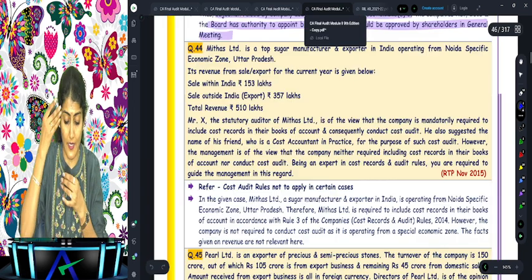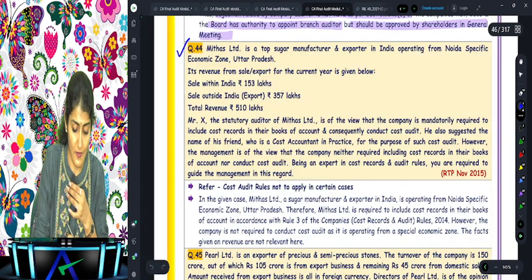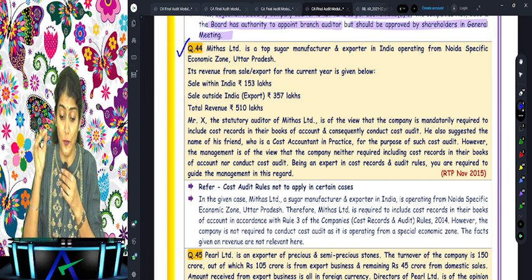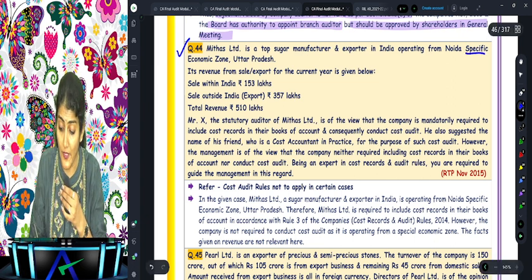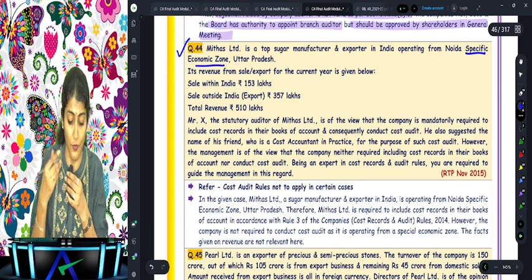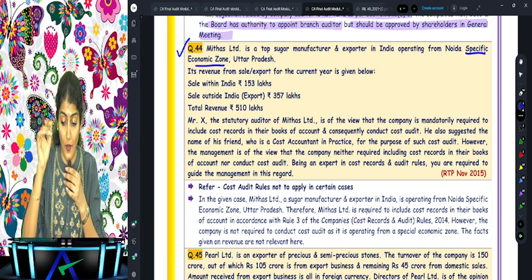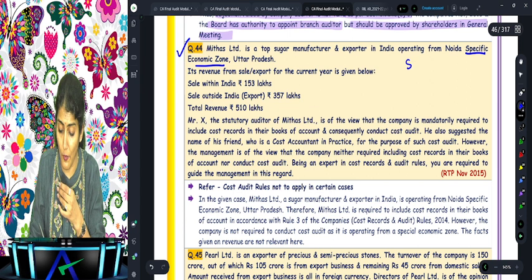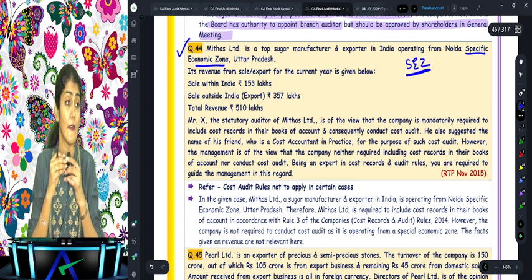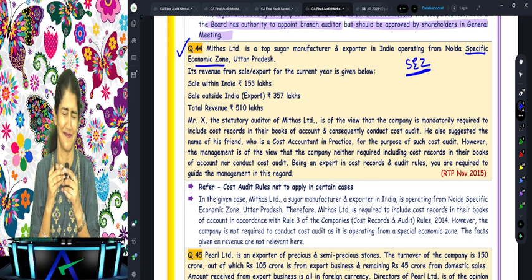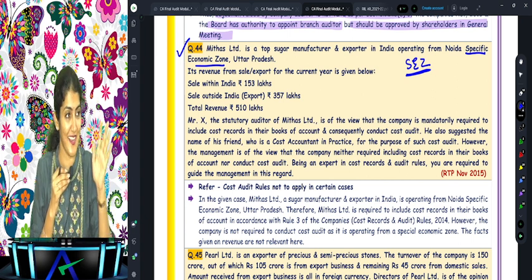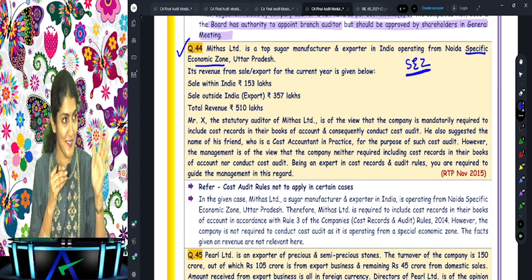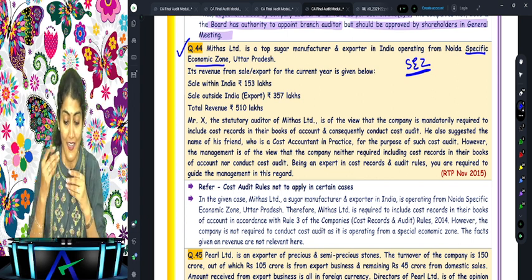Okay, right, let us come to the question bank. Mithas Limited is a top sugar manufacturer and exporter in India, operating from the Noida special economic zone. And a Noida special economic zone means operating in an SEZ. Do they need to include cost records in their books of account? Yes. Do they need to get a cost audit done? No. Okay. Right. What does it say?